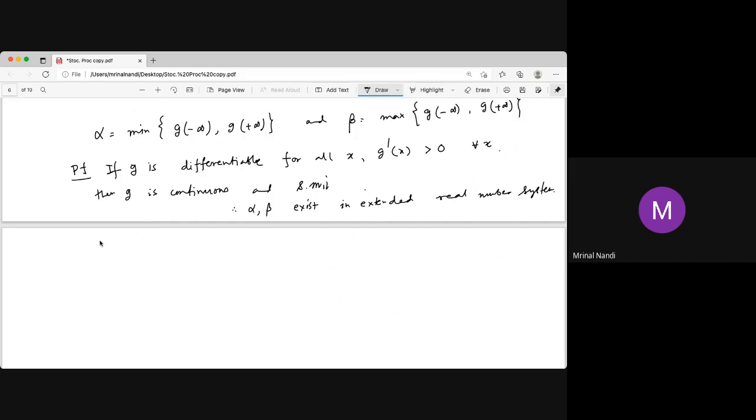And this inverse function also exists. We know that g inverse exists, and it is continuous and strictly monotone increasing. Monotone function may not have an inverse, but a strictly monotone function is injective. So g inverse exists in the suitable range, in alpha to beta, and the inverse is also strictly monotonically increasing in the range alpha to beta.